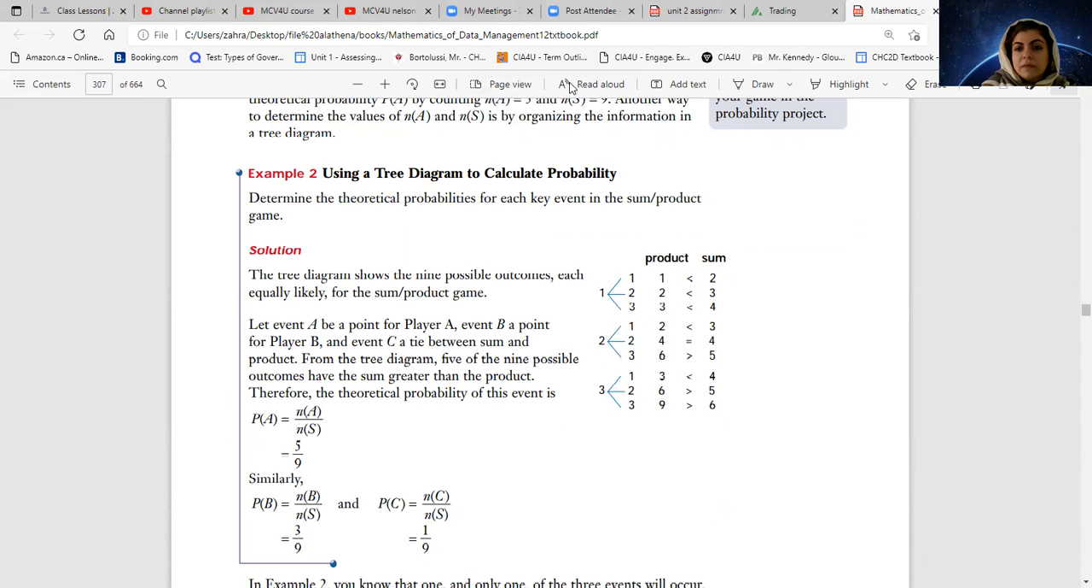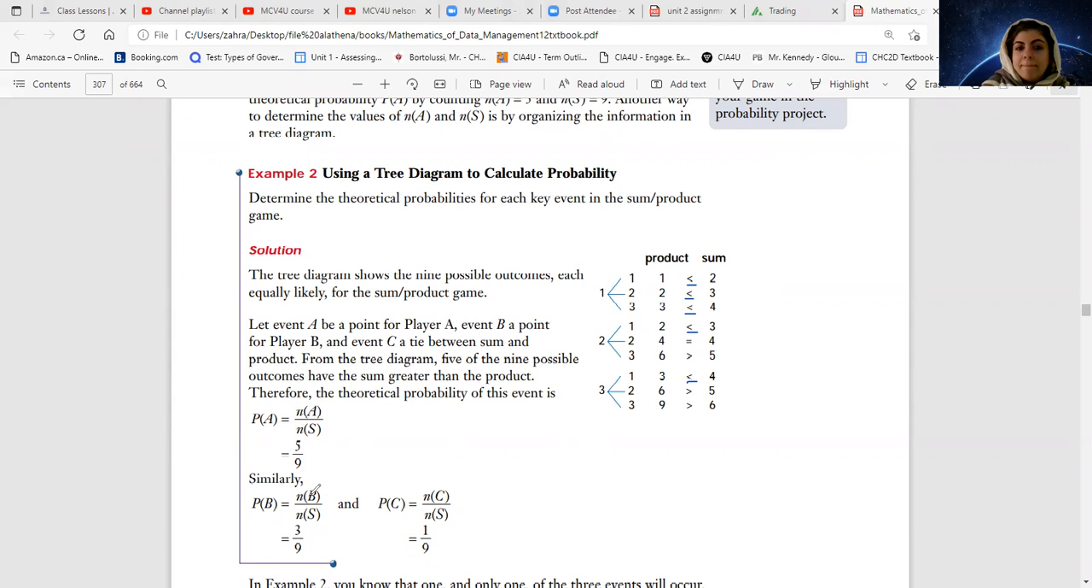We do the same thing for all of these, and we list the sum and the product here. And you just note the items where the sum is greater: 1, 2, 3, 4, 5. So you just spot those where the sum is greater than the product. Therefore, there are 5 events where the sum is greater than the product, and the total number of events is 9. You see, we have 3 numbers for the first and 3 numbers for the second. 3 multiplied by 3 is 9.